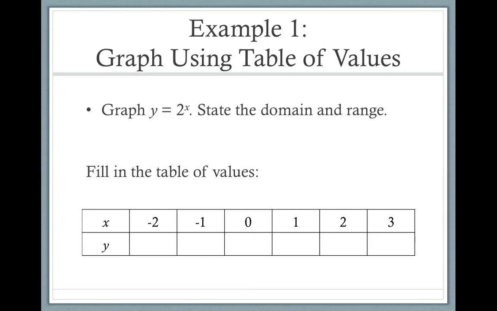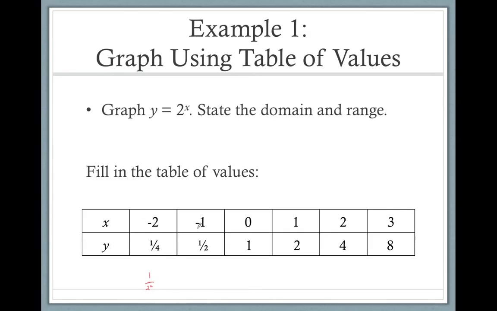All right. So when you put in -2 for x, 2 to the -2 power, remember, means we're going to end up with a fraction. And so 1 over 2 to the +2 power is going to give you 1/4.